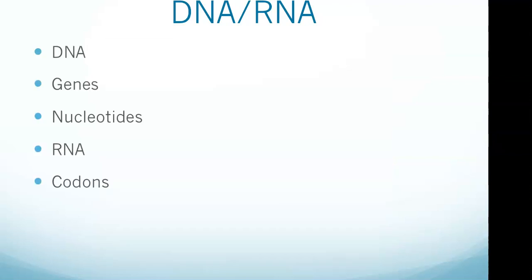Nucleotides bind together in specific patterns to form the genetic code that defines a given trait. RNA is essential in various biological roles in coding, decoding, regulation, and expression of genes.